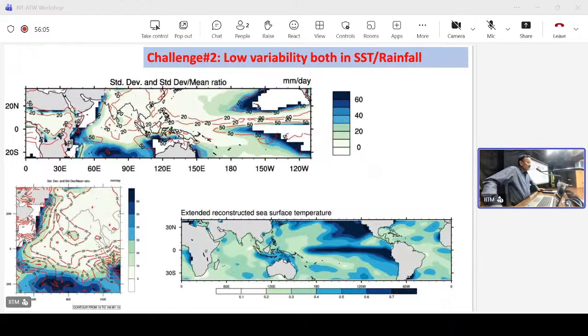The second challenge is that, as you have seen, in the mid-latitudes the predictability beyond a month or so is very, very low because the seasonal signal is very low. But within the tropics, if you look at both SST and rainfall, the internal variability is also very, very low, particularly in the monsoon region. This low variability, both in SST and rainfall, in the Indian Ocean region and over the monsoon region makes it very difficult to predict. The internal variability is only about 10% of the mean. So within that 10%, you have to predict the variations. That is another challenge.